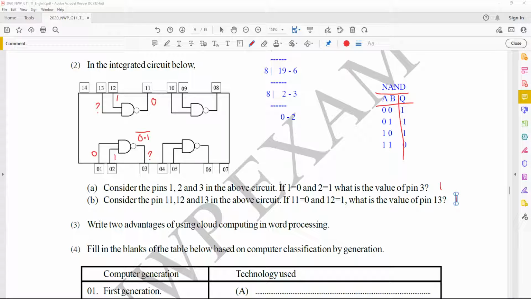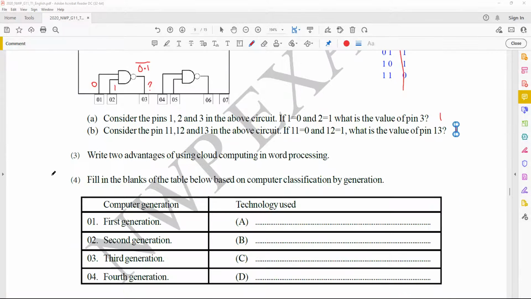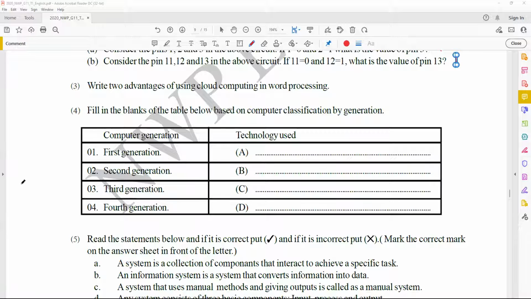Always try to answer before I give you the answer. Now, question number 3: write 2 advantages of cloud computing in word processing. Yes, type your answer in the chat. Right, 2 advantages of cloud computing.